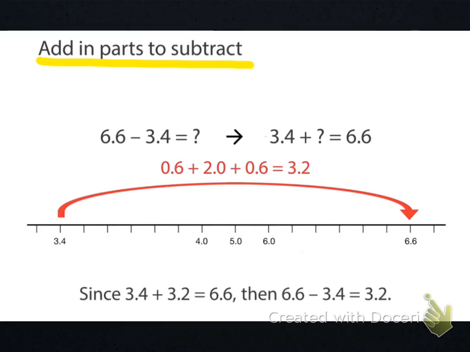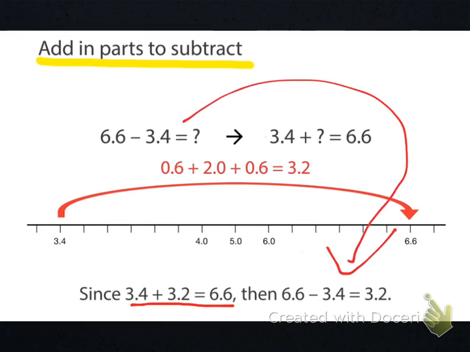The last step is I can now reverse the addition question that I worked with to solve it back to a subtraction question like I was originally asked to solve. So 6.6 minus 3.4 gives me 3.2.